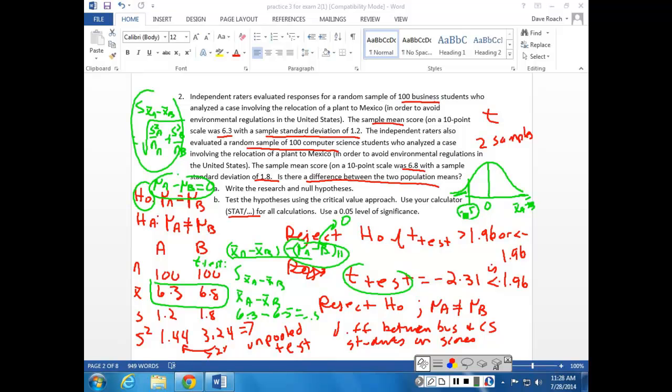This curve, this sampling distribution, is the distribution of the differences between x bar A and x bar B. So it's centered at minus 0.5. Be also careful on this one. It's a two-tailed test. So you also have p-value on the upper end, and this value is 0.5.